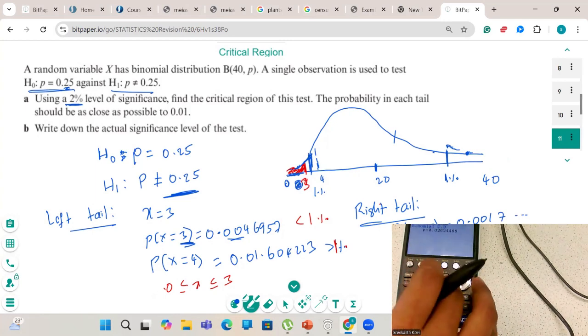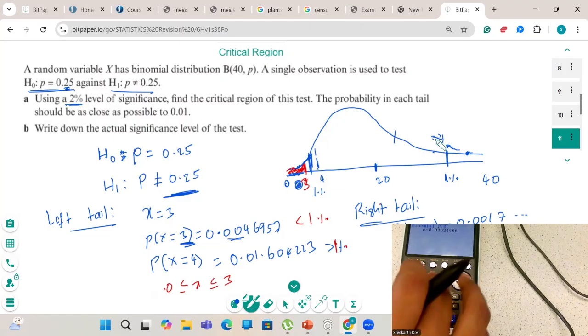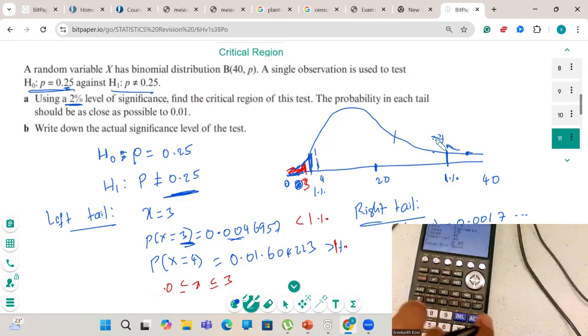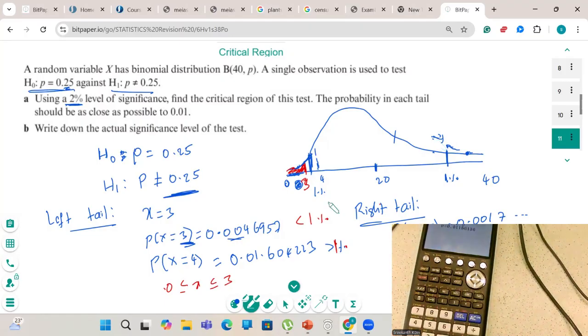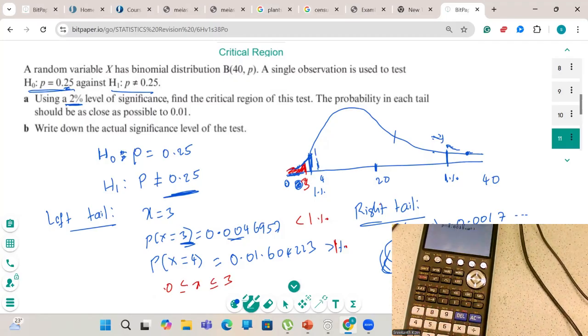But I need a value which is less than 1%. So I need to decrease the probability. The probability will get decreased on the right side as you increase the value. So maybe I'll take 17 here. P of x equal to 17 is 1.1%. So we would take P of x equal to 18 because that is the first value which is less than 1%. So when it is 18, it is 0.000046515. So you know that P of x equal to 18 is in this critical region.